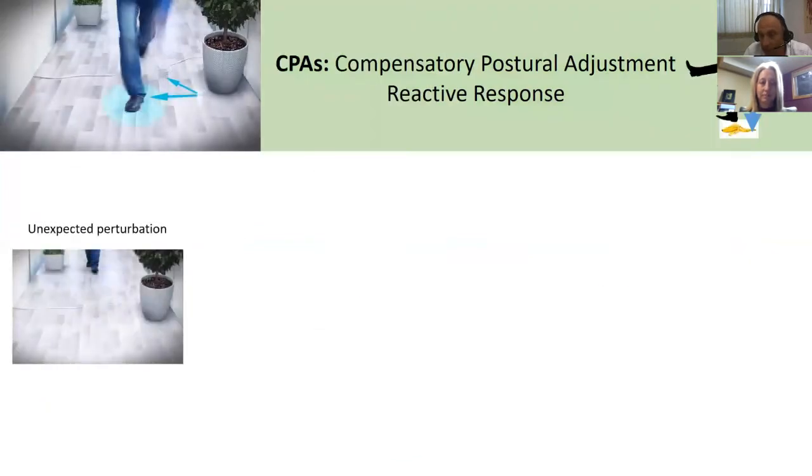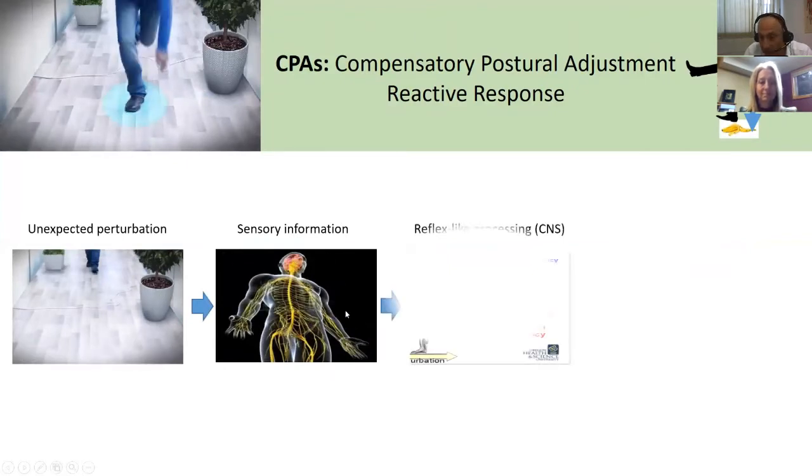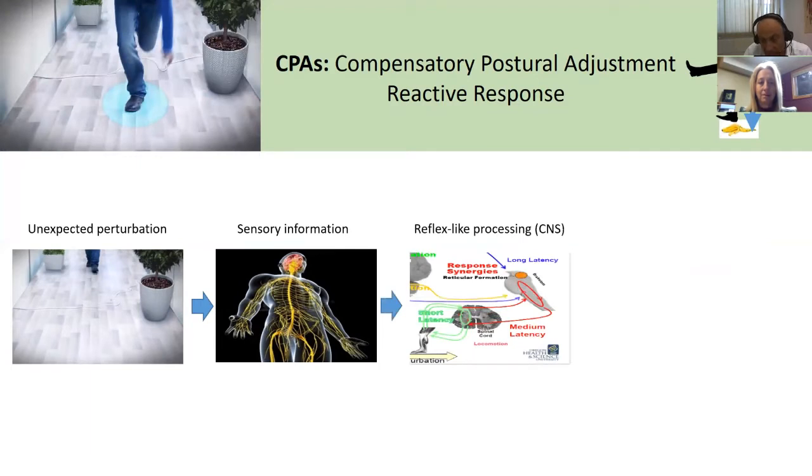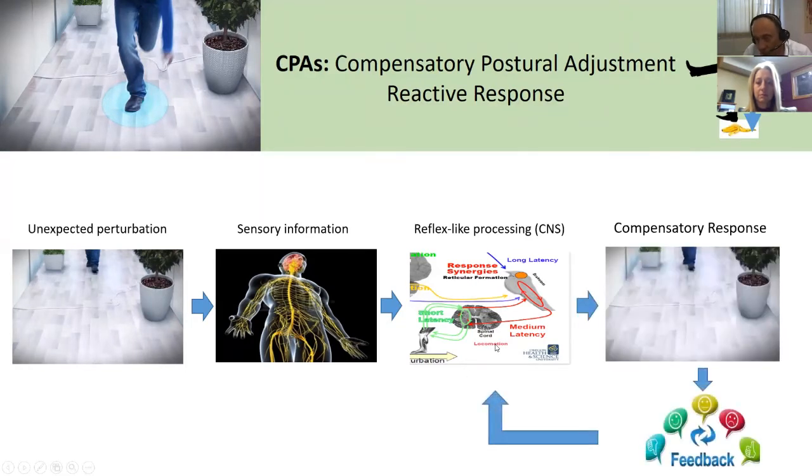If we take a compensatory postural adjustment, we have first of all the unexpected perturbation, which is picked up by the sensory system. The afferent information is then fed back to, as we said, more the midbrain area of the brain in a medium latency type of reactive response to actually allow us to do a certain coordination strategy to negotiate the perturbation.